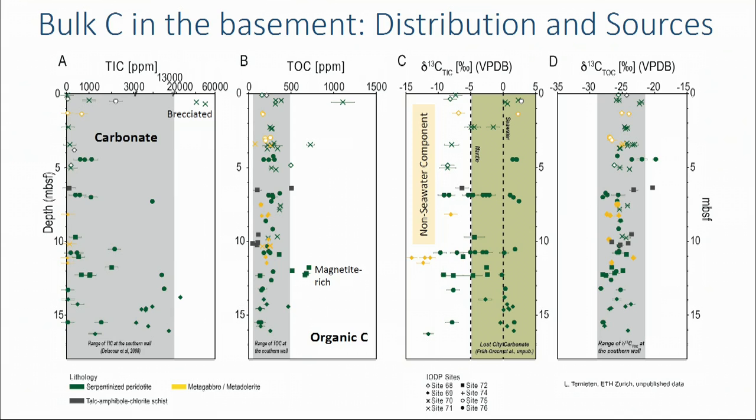But some of the layers are magnetite rich and have higher total organic carbon than what we've seen previously. With the delta C13, the organic matter falls within the general range that we've seen in the past and in other studies, and could very well reflect marine dissolved organic carbon from seawater that has been taken up in the basement rocks. What's interesting is that the delta C13 of the carbonate in these samples shows a strong non-seawater component, and not all of the carbonates deposited in the basement are of seawater marine origin.